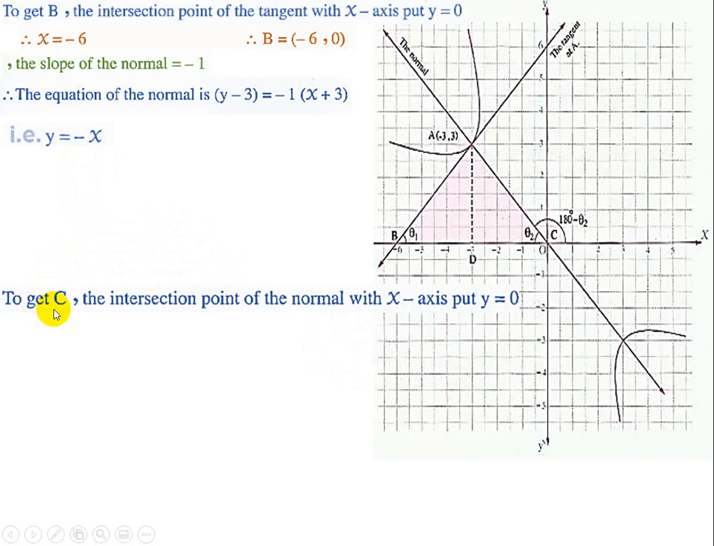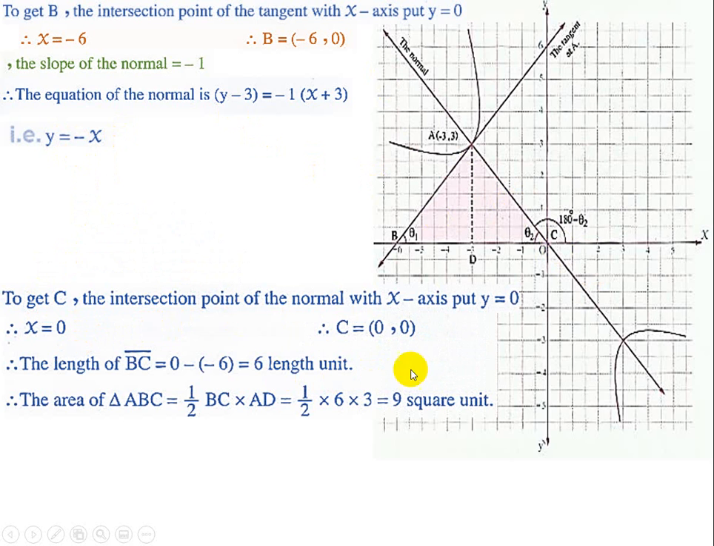To get the point C, the intersection point of the normal and the x-axis, put y equals 0. So x equals 0, so C is the origin (0, 0). The length of BC is 6 units. So the area of the triangle bounded by the x-axis and the tangent and normal to the curve is half times 6 units, which is BC, times the height 3 units. So half times 6 times 3 equals 9 square units.